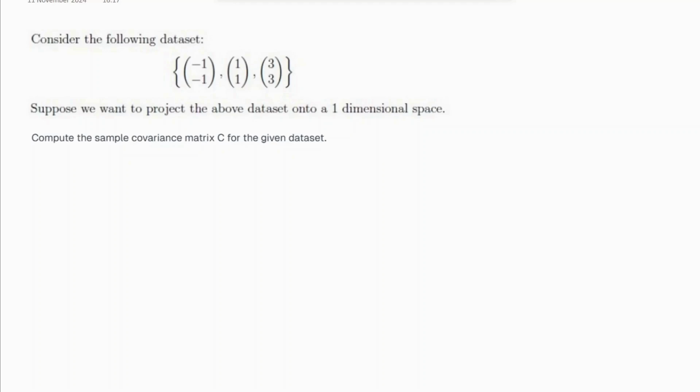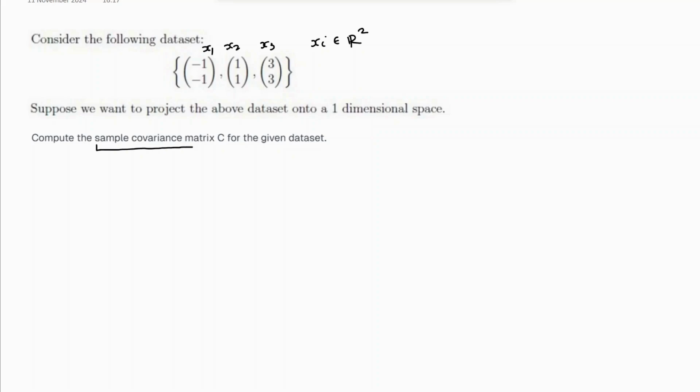Alright, so here we have a question on PCA. The question first asks us to compute the sample covariance matrix for the data set, right? So the data set is given by, let me denote it by x1, x2 and x3, and each xi belongs to R2. There are three data points. So what is the sample covariance matrix?